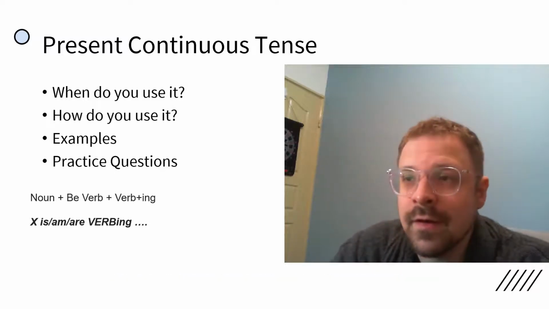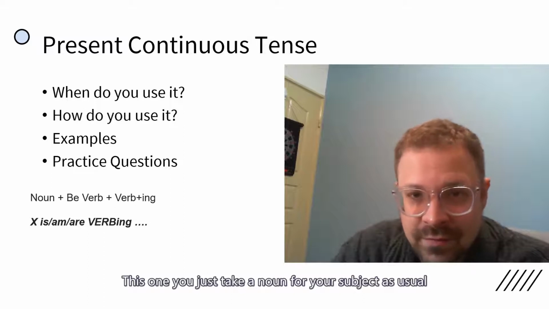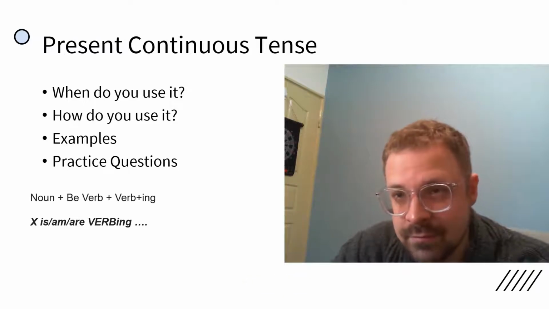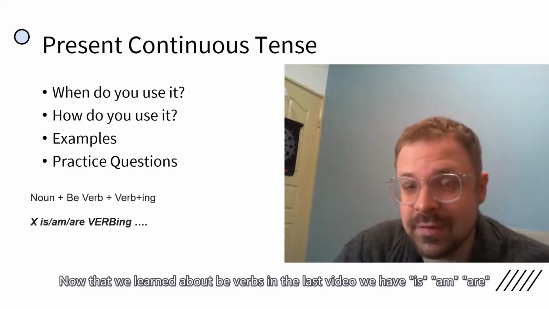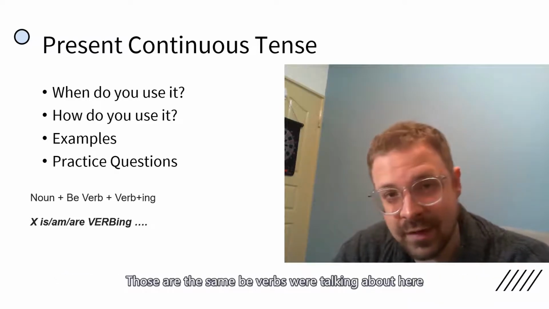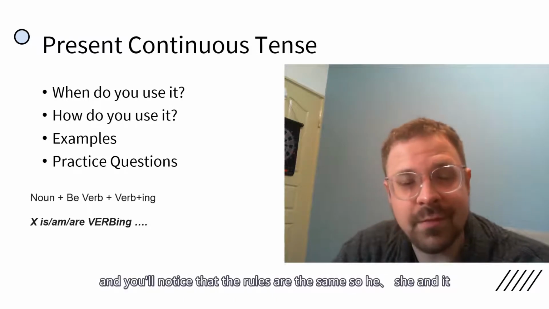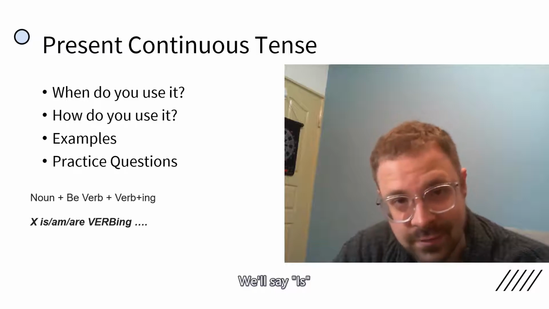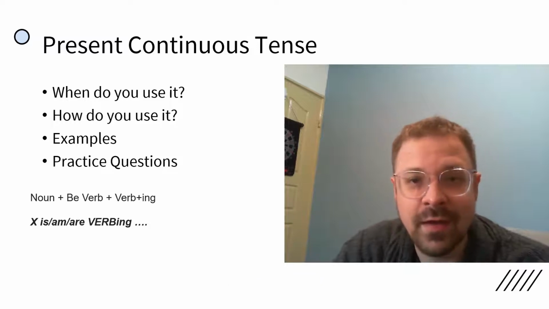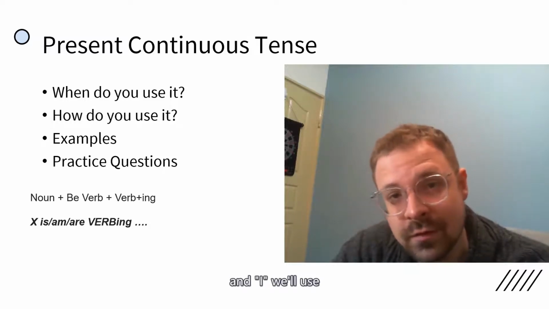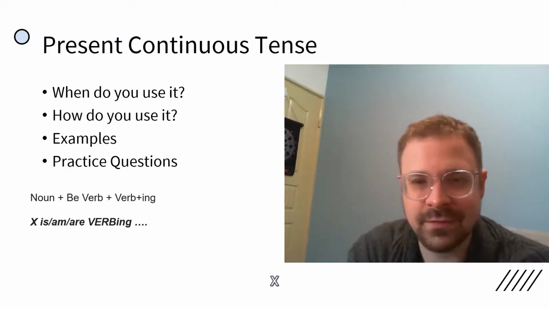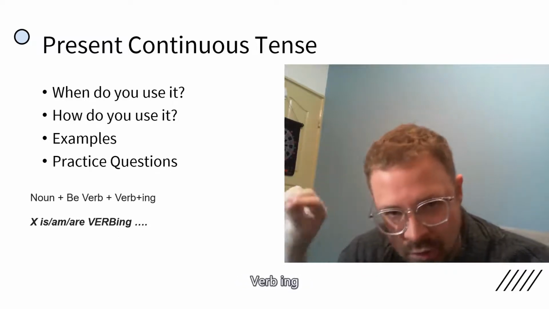This one, you just take a noun for your subject as usual, and you have a be verb plus a verb ing. Now, we learned about be verbs in the last video. We have is, am, are, right? Those are the same be verbs we're talking about here, and you'll notice that the rules are the same. So he, she, and it will say is, and you, we, they will use are, and I will use am. So we will have a pattern that goes X, is, am, or are, verb ing.